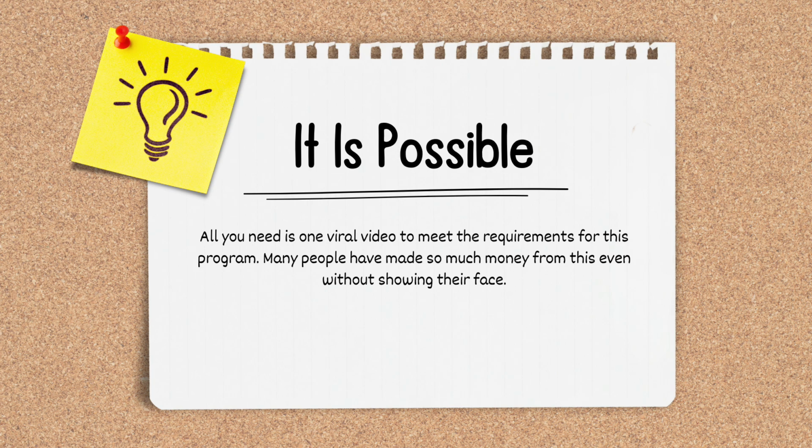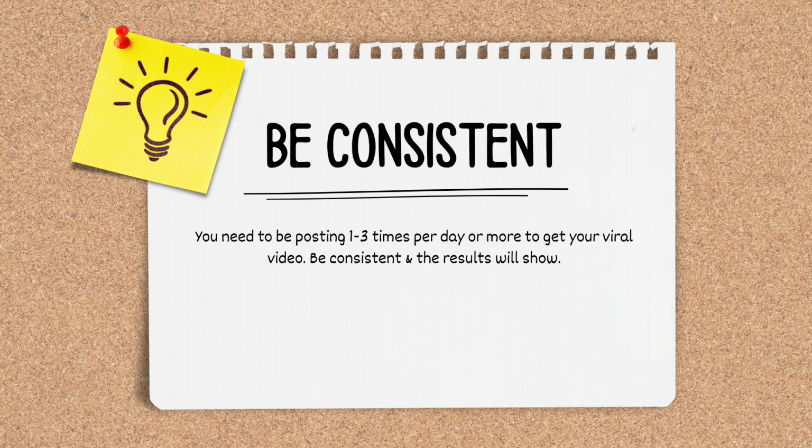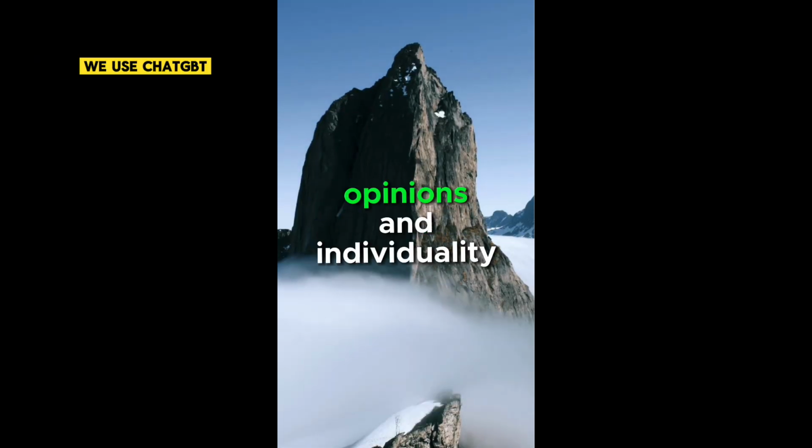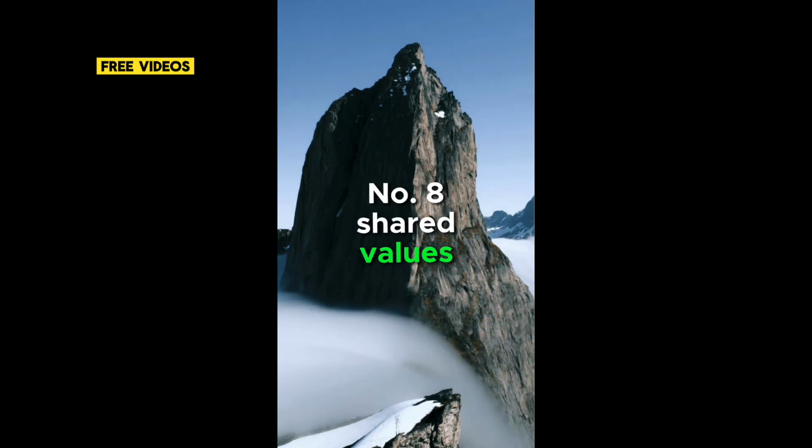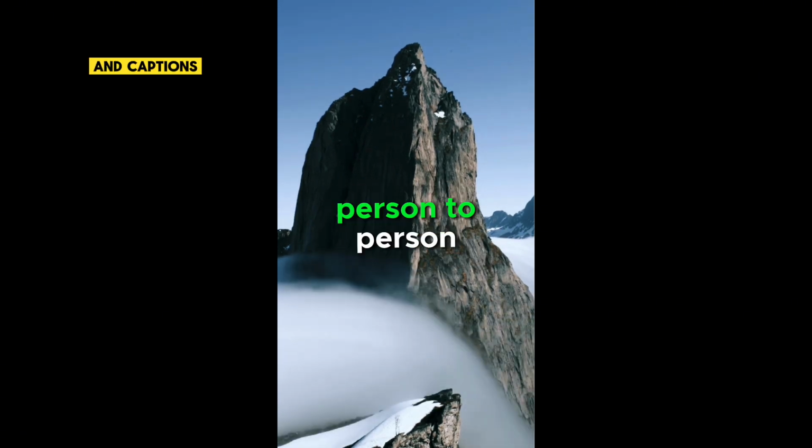And remember, it is possible. All you need is 1 viral video to meet the requirements for this program. Many people have made so much money from this without even showing their face. Remember, you need to be posting 1 to 3 times per day or more to get your viral video. And you need to be consistent, and the results will show. And this is our final video. We used ChatGPT for our video script, Canva for our copyrighted free videos, and CapCut for our voiceover and captions.